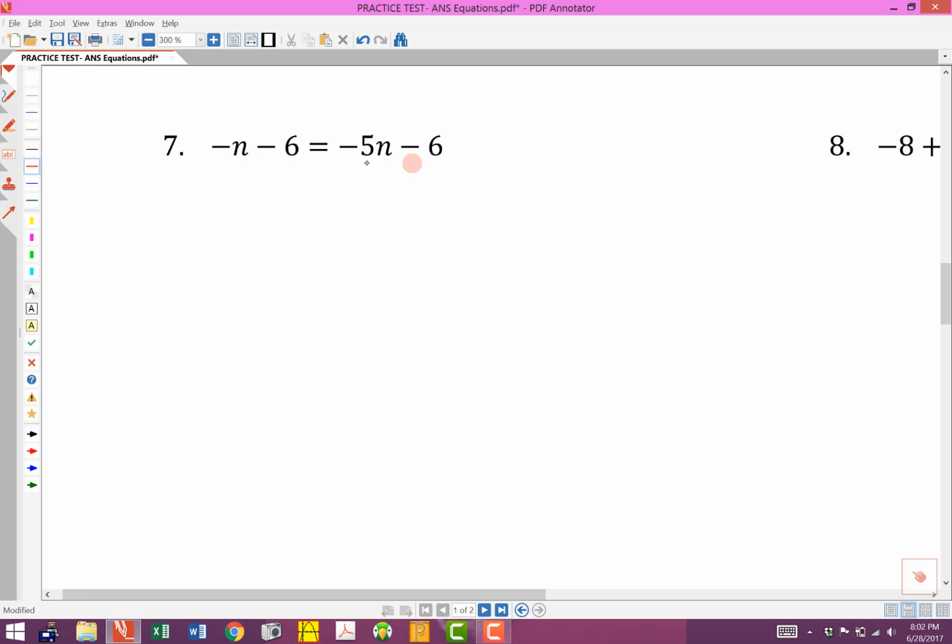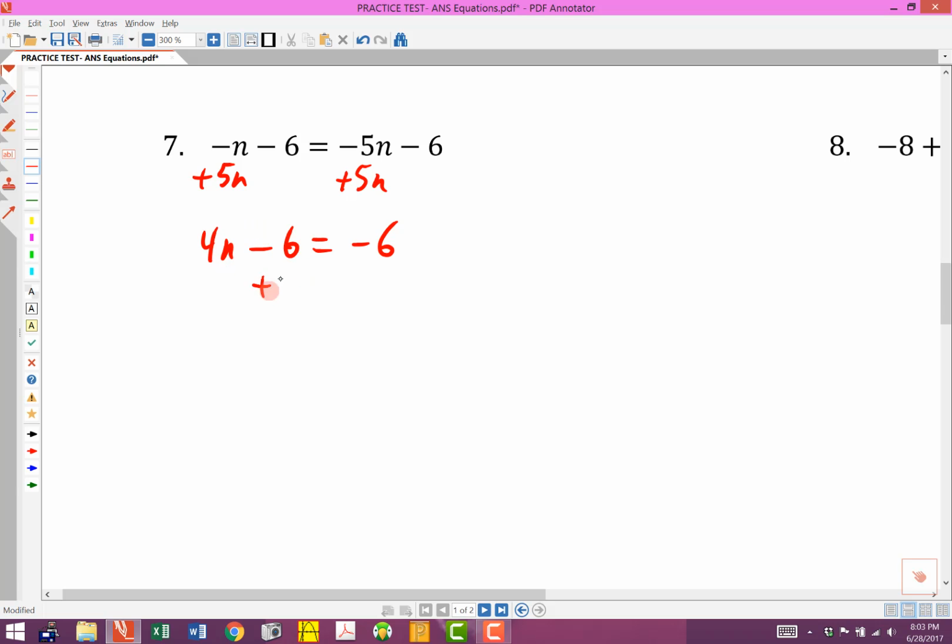Alright, variable on both sides. We want to move the smallest one. We've got a choice between a negative 1n and a negative 5n. Negative 5 is further to the left on the number line, so we're going to add 5n. And notice what this does for us. When we combine these, we have a positive 4n. So there's that positive coefficient that we were looking for, so that's always nice.